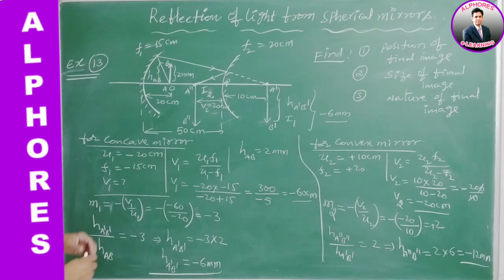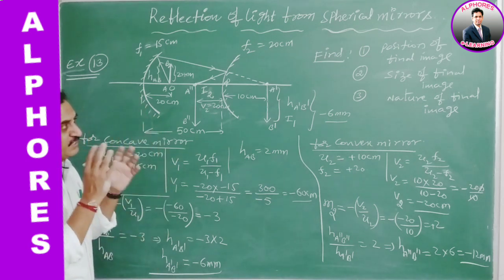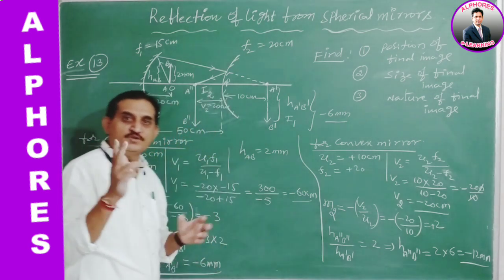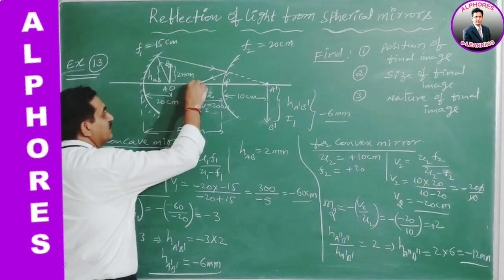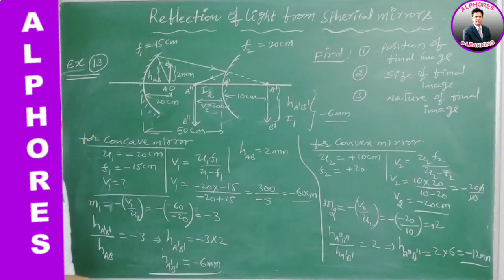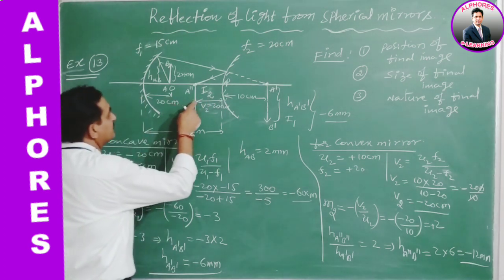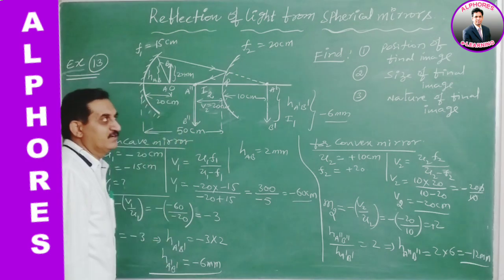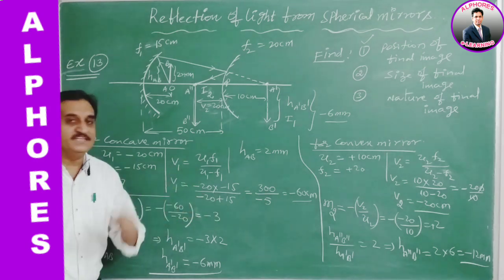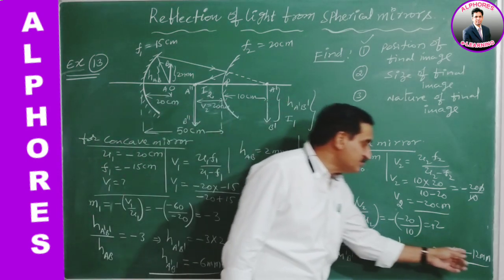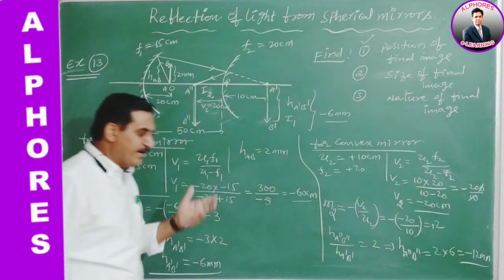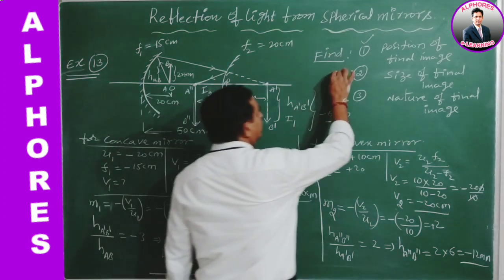Okay. Now let us decide the 3 questions which are raised in it. One is the position of the final image after 2 reflections. Where is its position? It is at 20 centimeters from the convex mirror, or it is at 30 centimeters from the concave mirror. That is its answer. And the size of the final image is 12 millimeters. Of course it is reversed, minus 12. Magnitude is 12 millimeters.